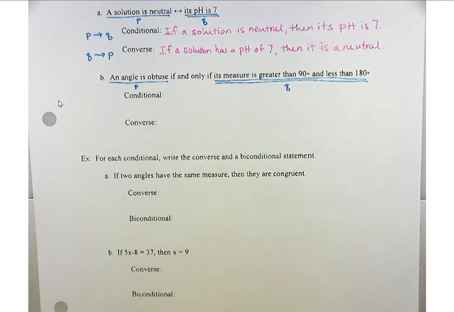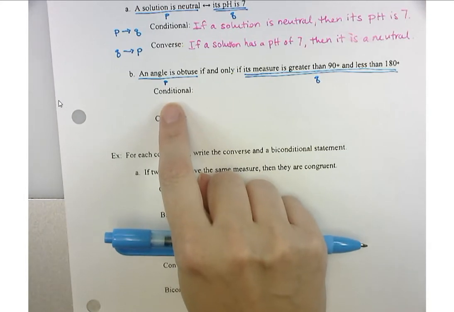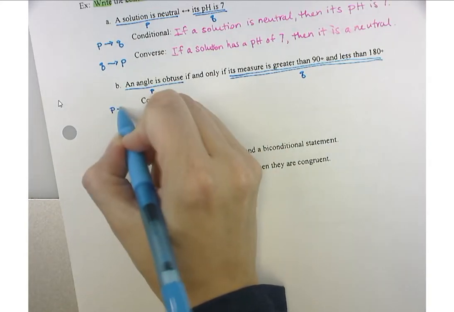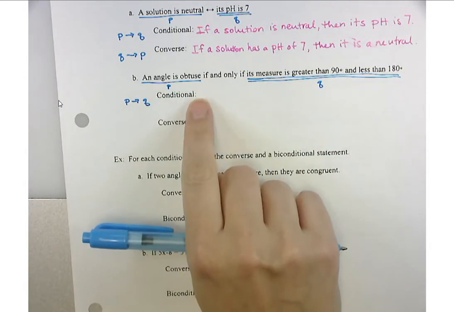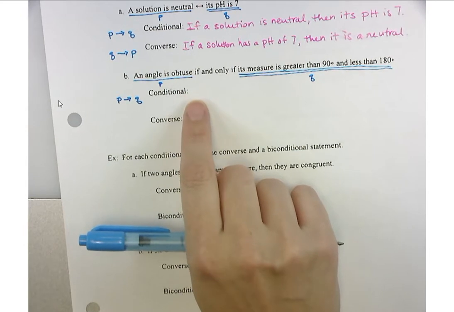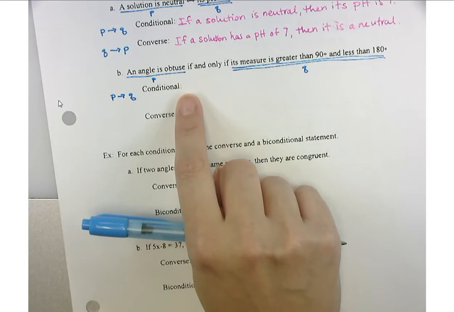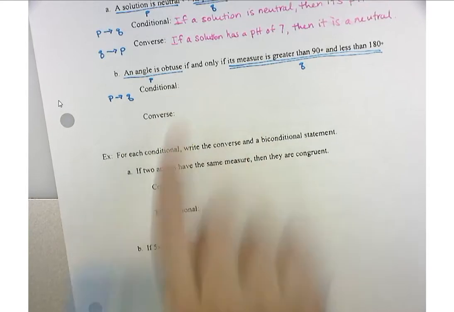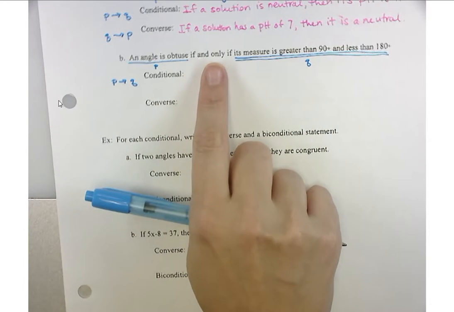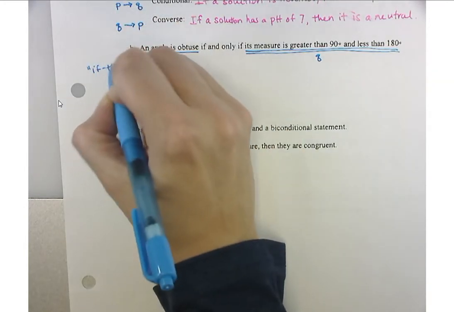Okay, so instead of using the if and only if, we want to change it so that it's if P then Q. So what we need to do is start it with if, which you did. So if an angle is obtuse, then its measure is greater than 90 and less than 180. Okay, so you'll only have the if and only if when it's a biconditional. The conditional is going to be in the form if-then.